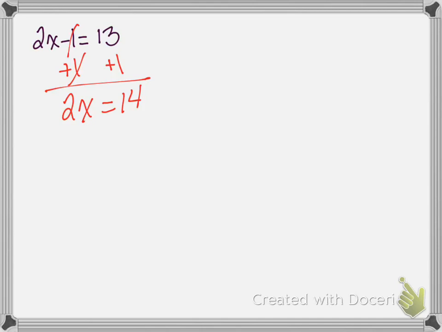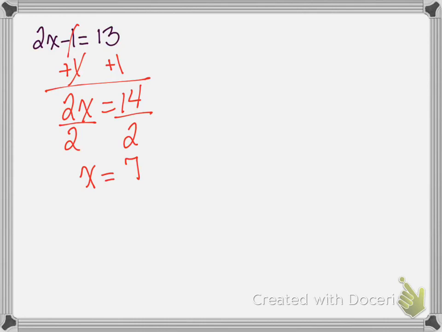Multiplication is what's happening in between that 2 and that x. So since the 2 and the x are being multiplied together, I'm going to use division to undo it. So 2 divided by 2 is 1, so I'm just left with x. 14 divided by 2 is 7.